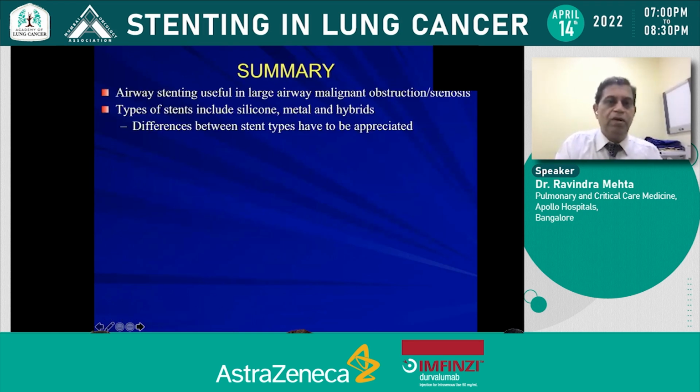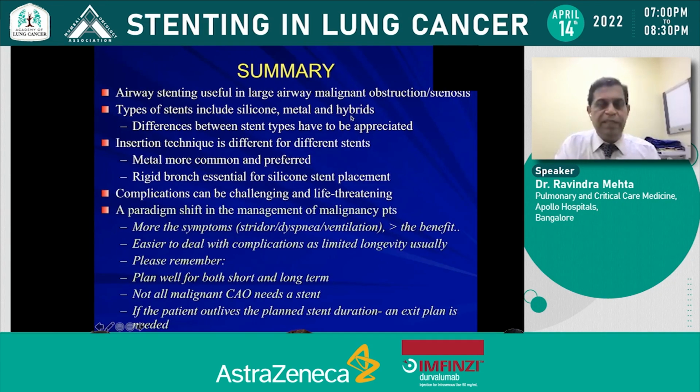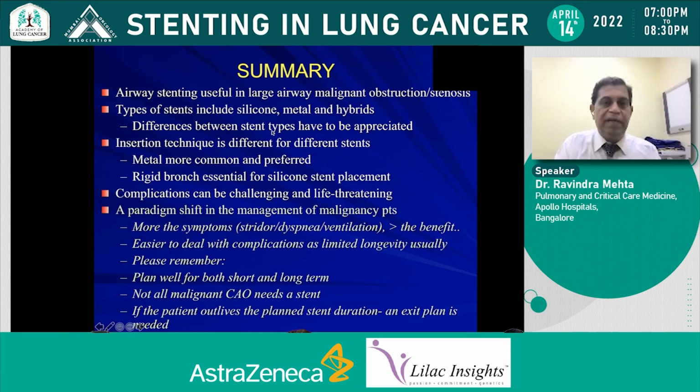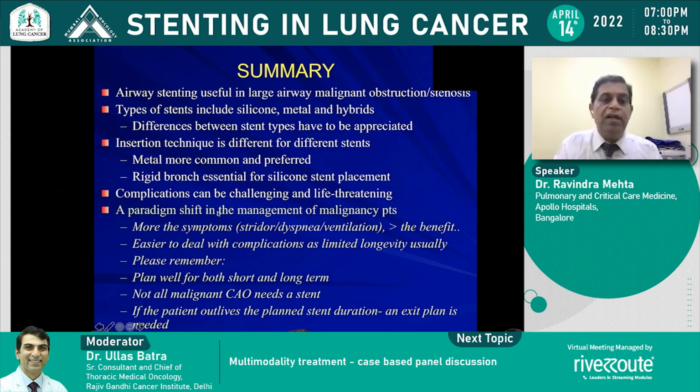To summarize the whole talk in the time we had: airway stenting is good for large airway obstruction, trachea and main bronchi. We have silicone and metal in India. Hybrids are not common over here. We prefer metal in malignancy by and large for multiple reasons. The technique of flexible and rigid has been mentioned for the type of stent. Complications, which we dwelt on at length, can be challenging and life-threatening, so you have to be very cautious in your decision making, your procedure and follow-up.